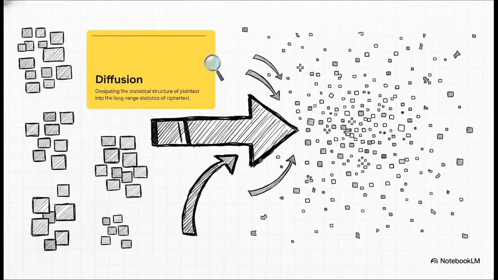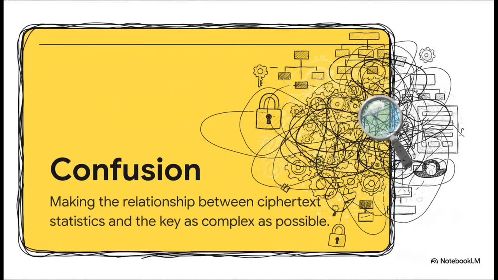First up is diffusion. You see, if an attacker knows the frequency of certain letters or words in your language, say how often the letter E appears in English, they can use that statistical structure to reverse engineer your key. Diffusion is what completely destroys that advantage. It takes the statistical structure of the plain text and dissipates it right into the long-range statistics of the ciphertext. Basically, in simple terms, diffusion makes absolutely sure that just one single piece of plain text affects many, many pieces of the final ciphertext.